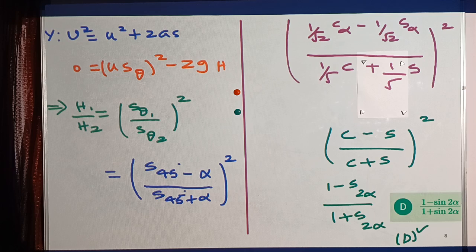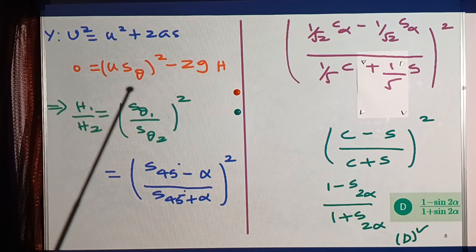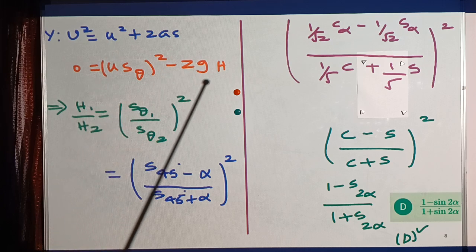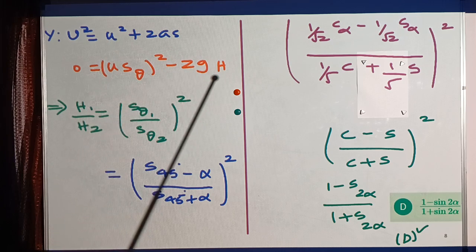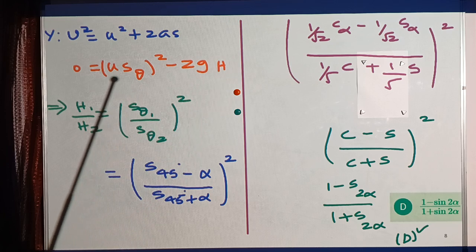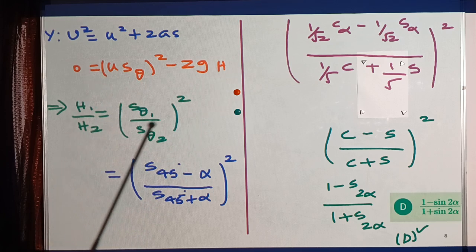So this is what I explained here. V square equal to U square plus 2a in the vertical direction. So the maximum height is when the velocity is 0. Initial velocity u sine theta. Acceleration is minus g because upward direction is positive. So from this I get the ratio of the heights, as u is same, so ratio of the sine square.